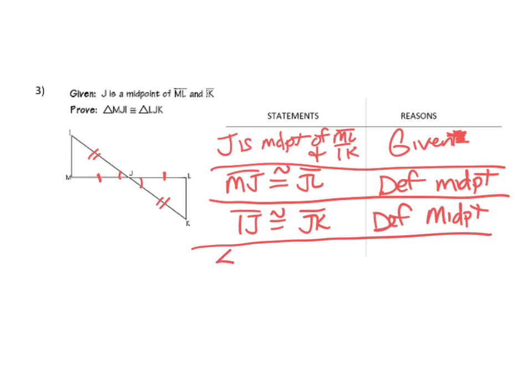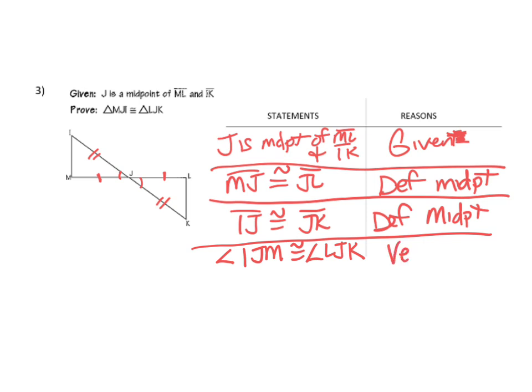Angle. Got to use 3 letters because you can't just call it angle J. There's too much going on at J. So angle IJM congruent to angle LJK. What's your reason? Write it, but also answer in the EdPuzzle.